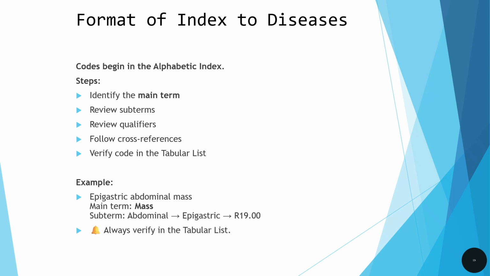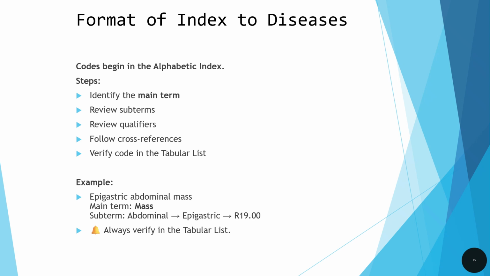Then after you get your code, you're going to verify your codes in the tabular list. The tabular list is going to give you additional information about that code. It's going to let you know if that code is complete, if you need additional characters, if there are additional guidelines you need to follow.